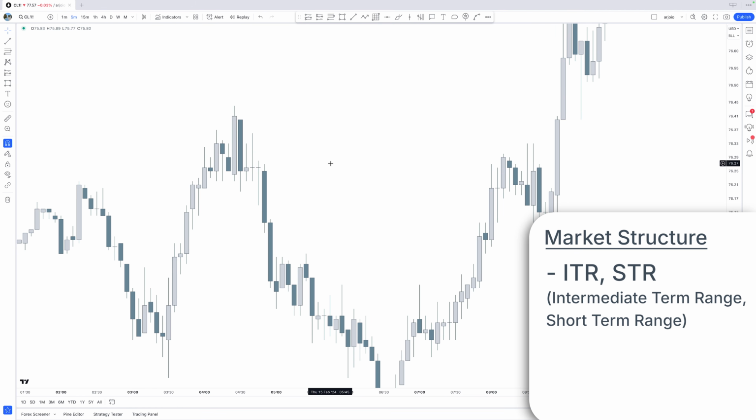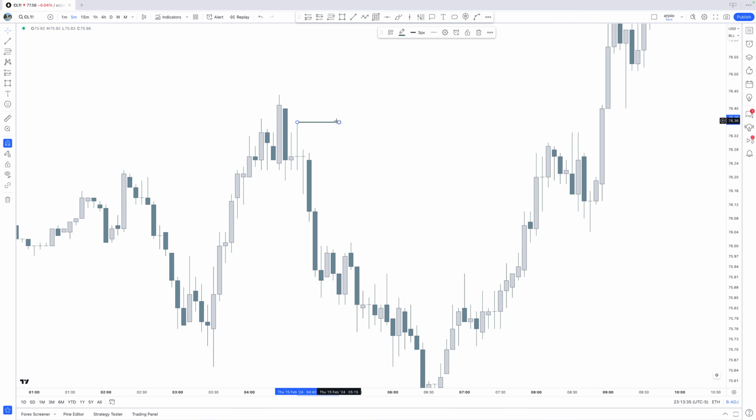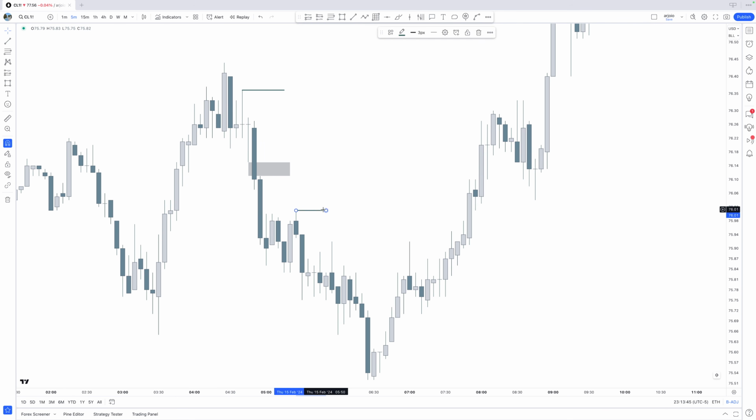Then the STR is what we call a short-term range. A short-term range is very important because now we need to pay attention to the details. The short-term range is either a short-term high or a short-term low that leaves behind a fair value gap. For example, this short-term high right there leaves behind this fair value gap. That creates a short-term range. Or the same can be said about this short-term high right there. This short-term high leaves behind a fair value gap right there, also creating a short-term range. A short-term range is only valid if we have a fair value gap in it.